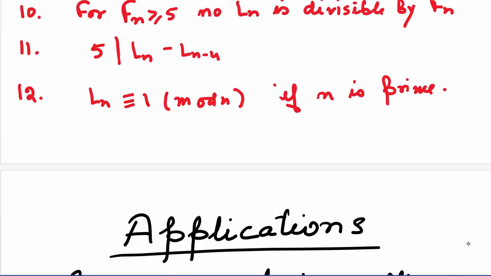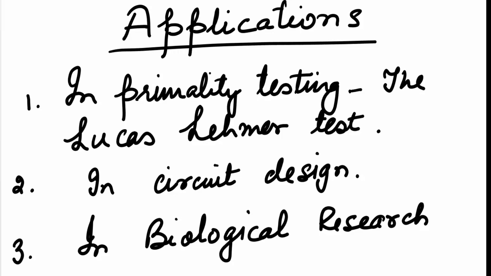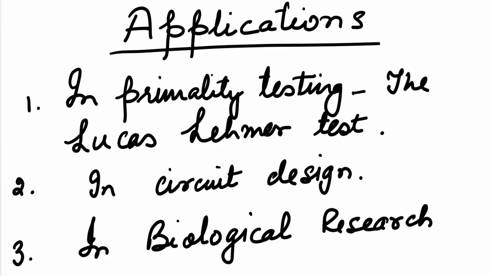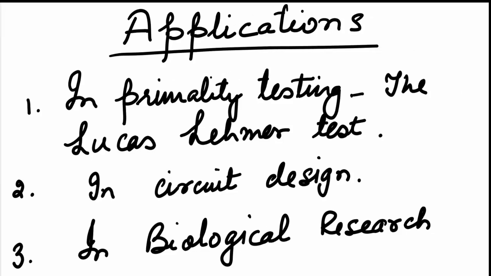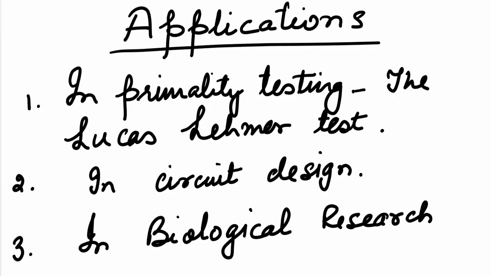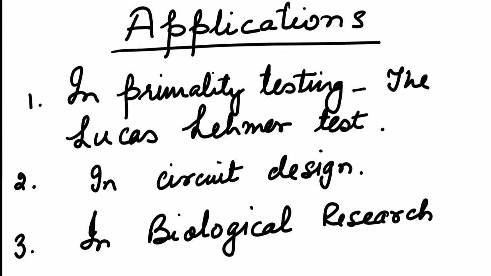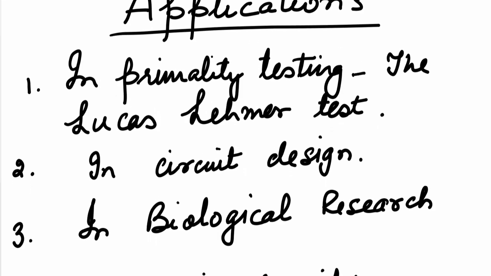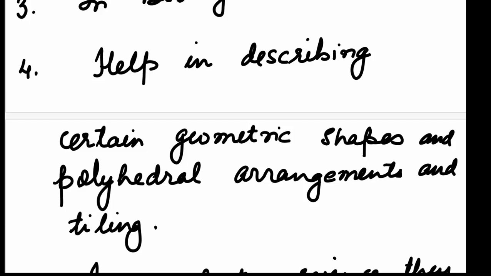So these are some of the identities. Let's come to the applications part. Lucas numbers are used in primality testing. As I had mentioned in my previous video, the Lucas-Lehmer test is used for finding whether a given number is a Mersenne prime or not. They are also used in circuit designing, in biological research for finding the growth of the cells. They help in describing certain geometric shapes and polyhedral arrangements and tiling.